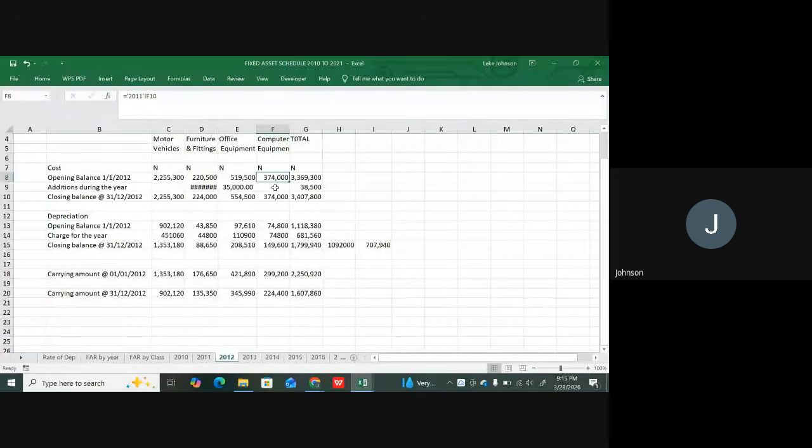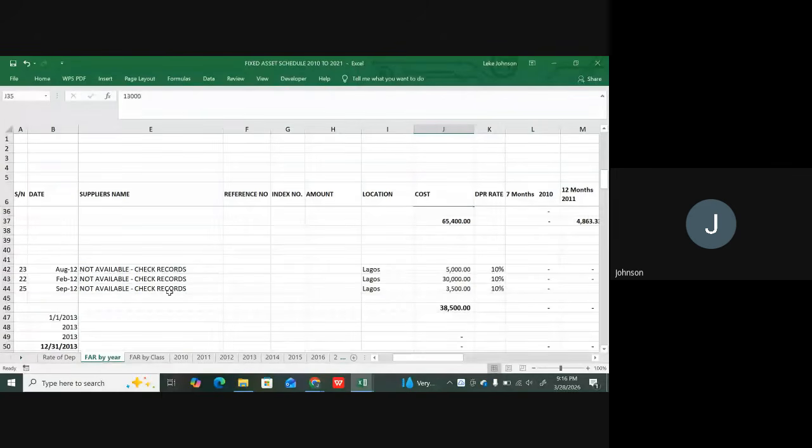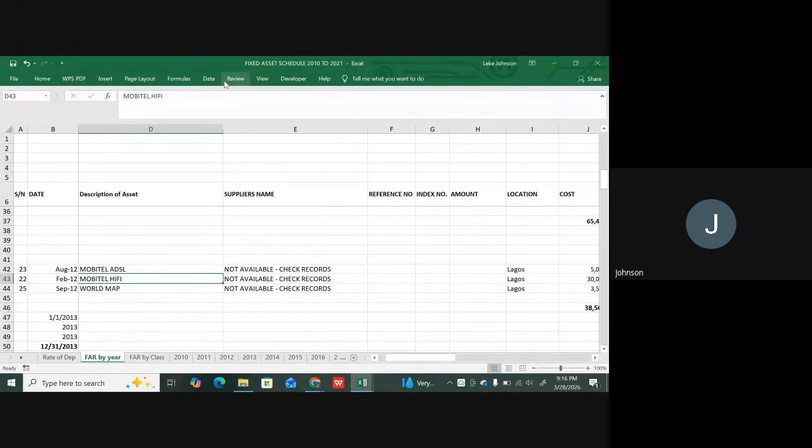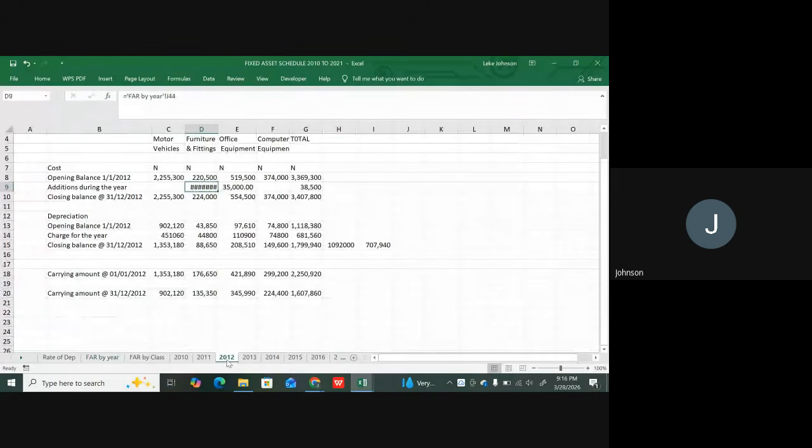Then, apart from that, we now say, okay, what is the addition for the year? Addition for the year is going to be gotten based on our fixed asset register by year. We now come to 2012. The only assets that we purchased in 2012, let me check first. Yeah, we purchased office equipment. We also purchased furniture and fittings. So just two assets is what we purchased. So we now come over here in 2012 and say addition for the year is only going to be furniture and fittings and office equipment.